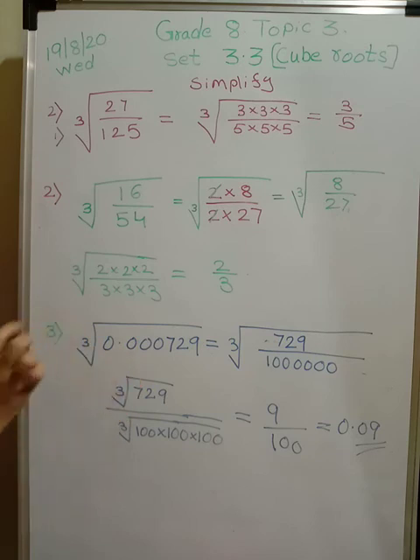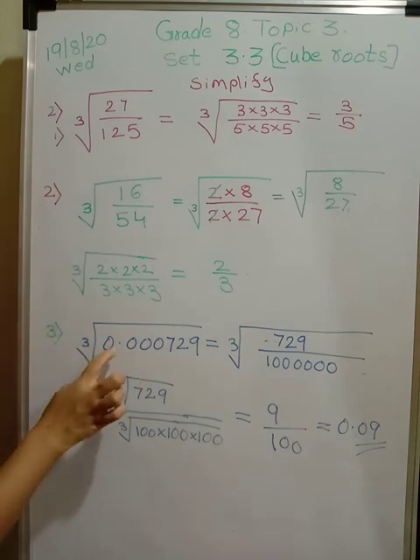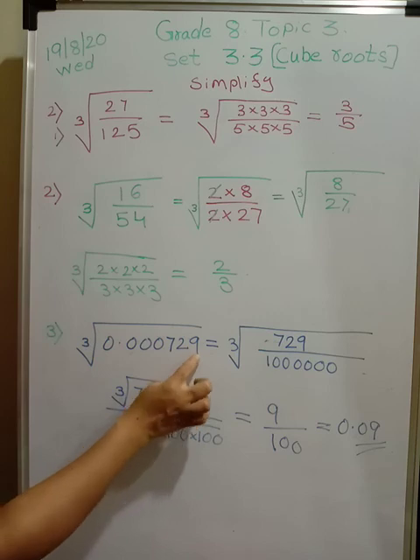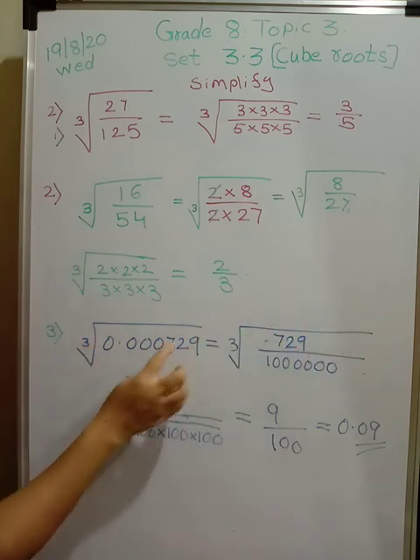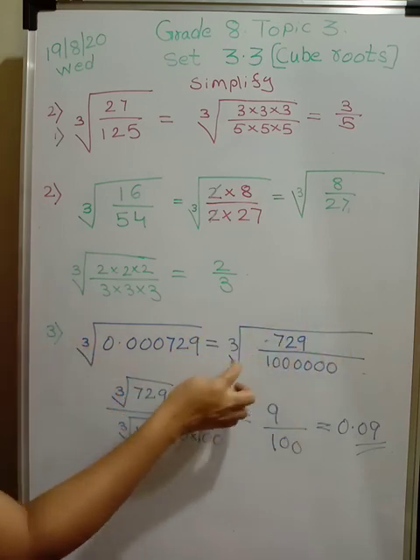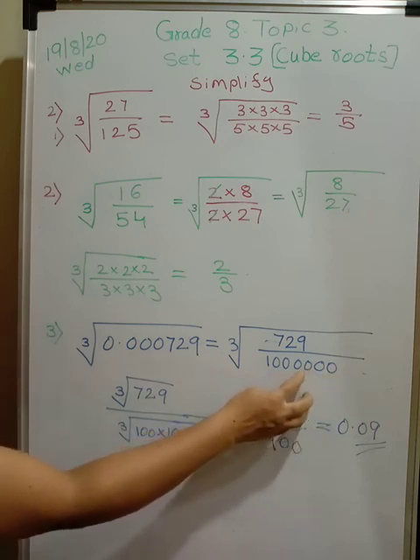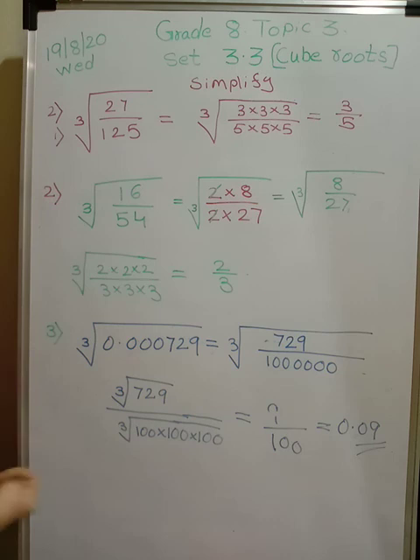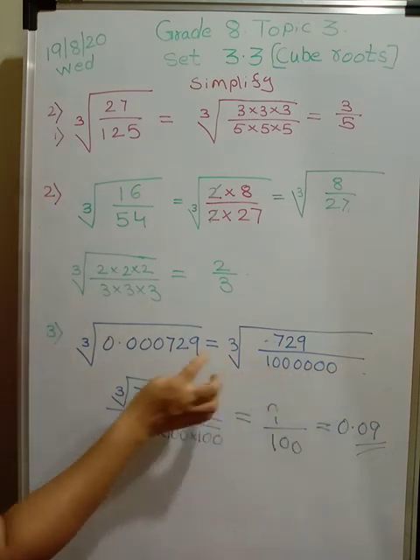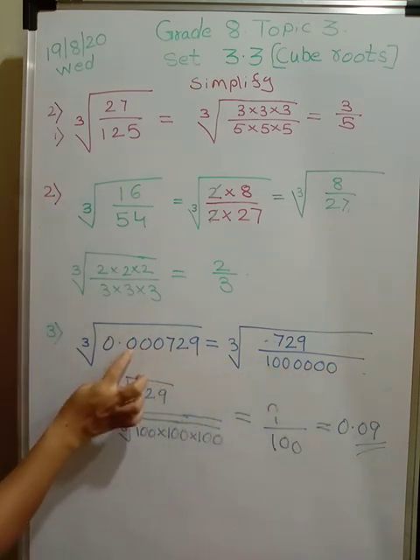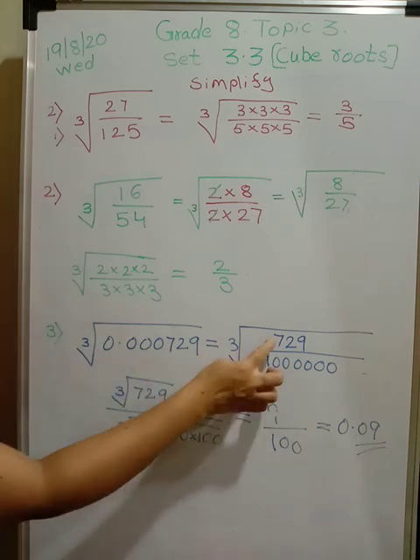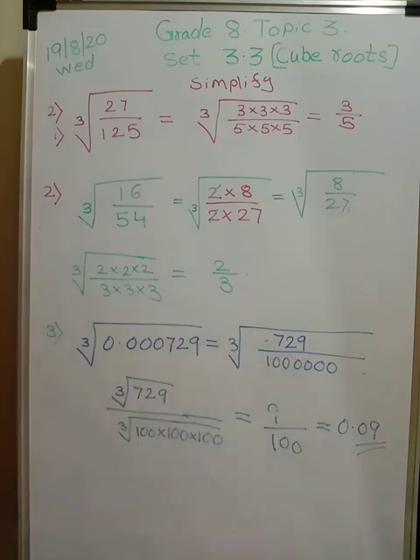Now look at this. This is a very interesting example. See now, 0.000729 can be written under the cube root sign as it is. This I am writing as 729 upon 1 followed by 6 zeros. That means this is 1 million or 10 lakhs. How? See, there are 6 zeros. 1, 2, 3, 4, 5, 6. After 6 zeros, point will be there. Alright. So it is as good as 729 divided by 1 million or 10 lakh.